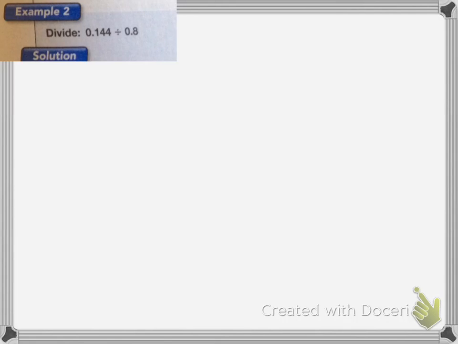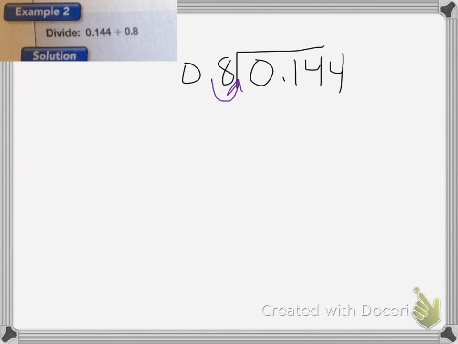Okay. On this one, it wants me to divide 0.144 divided by 0.8. So again, I'm going to write that out. 0.144 divided by 0.8. Now, I need to move the decimal place one time in my divisor to make it a whole number, 8. Since I only moved it once out here, I'm only going to move it once inside as well in my dividend. So I end up with 1.44 divided by 8.